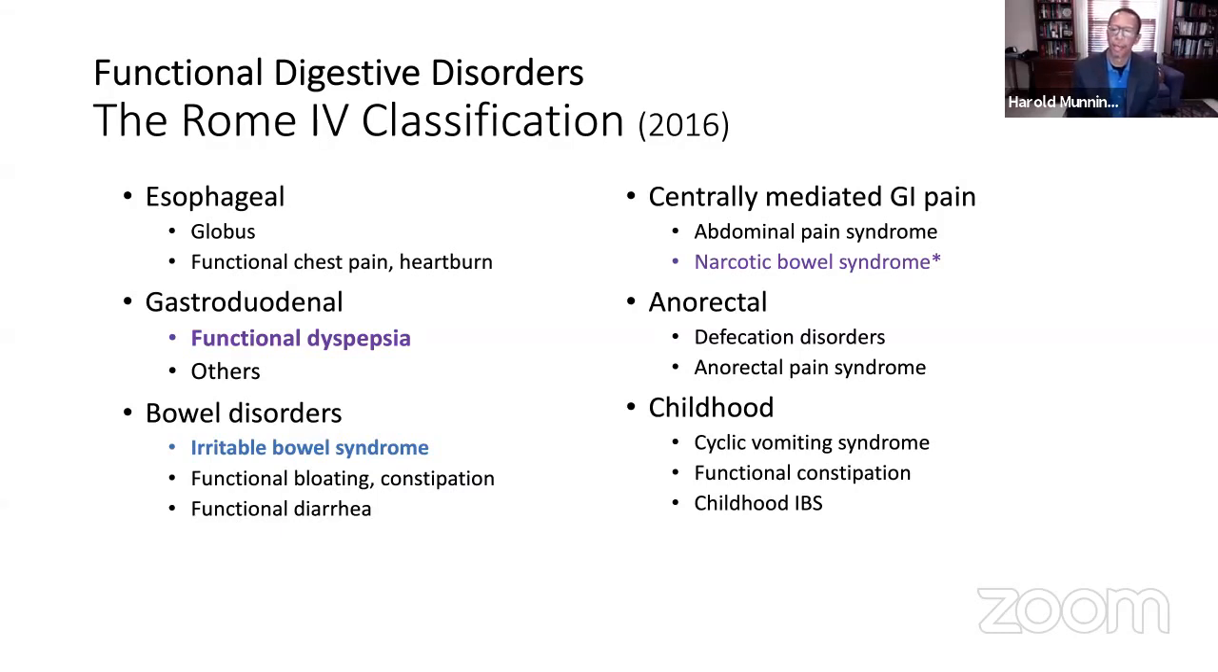Centrally mediated gut pain is one of the less common, but still common. Patients that don't have bloating or constipation or dyspepsia, just chronic abdominal pain in the absence of disease.